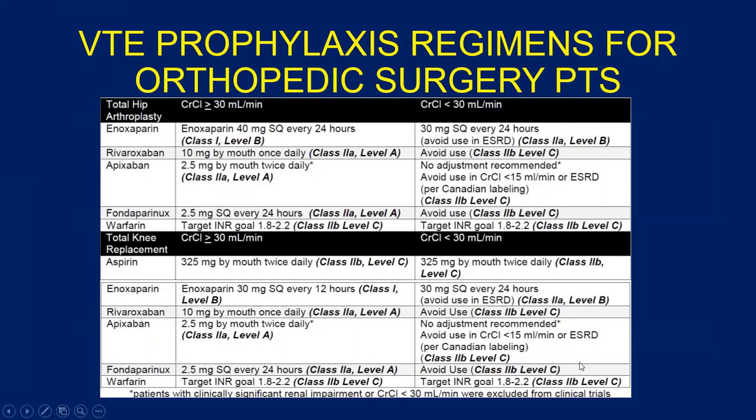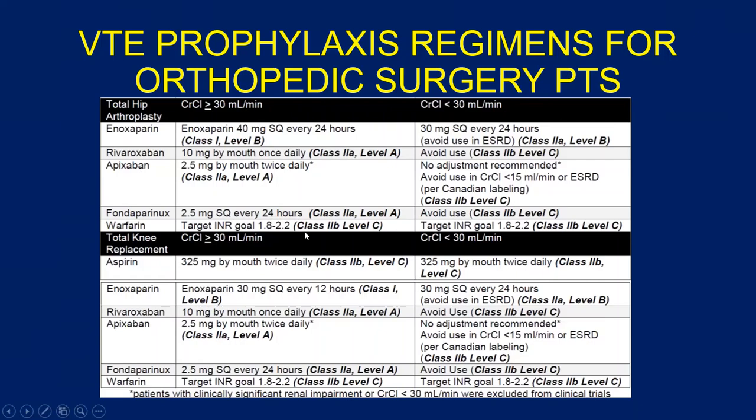Now, looking at orthopedic patients. So when we come to orthopedic patients, you can break it down into total hip arthroplasty or total knee replacement. So if you're having a creatinine clearance greater than 30, you can use enoxaparin again. Here's where we originally see the DOACs, or the direct oral anticoagulants, coming in. So you have your rivaroxaban, which can be used at 10 milligrams once daily, or apixaban, which is 2.5 milligrams twice a day for VTE prophylaxis. Then you have fondaparinux, which can also be given, which is 2.5 milligrams sub-Q every 24 hours.